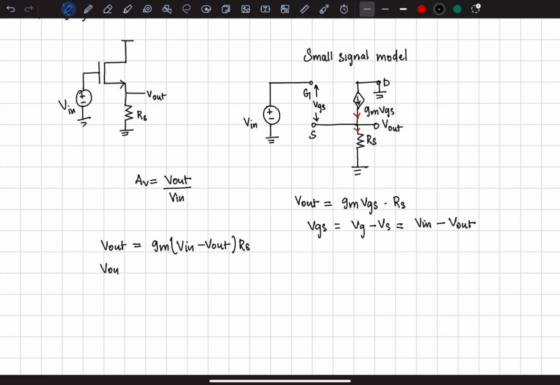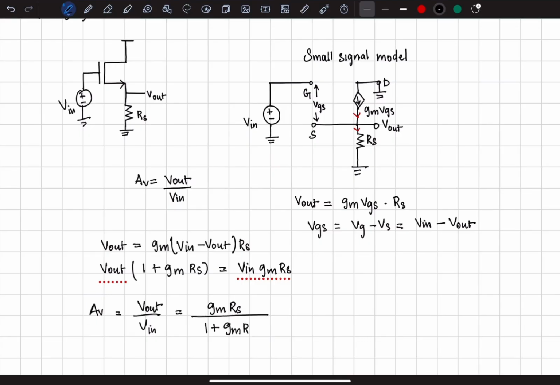So V out times (1 plus gm RS) is equal to V in gm RS. So V out by V in, which is the gain, can be given as gm RS divided by 1 plus gm RS.